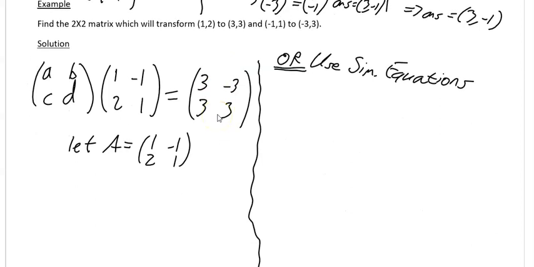Okay, similar sort of example here. It says in this one, find the 2 by 2 matrix which will transform (1, 2) to (3, 3) and (minus 1, 1) to (minus 3, 3). So I've let my matrix, my 2 by 2 matrix be a, b, c, d. And notice 1, 2, so this column goes to 3, 3. Likewise, minus 1, 1 goes to minus 3, 3.